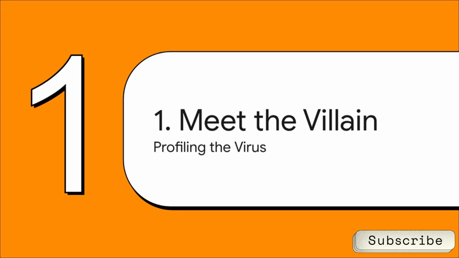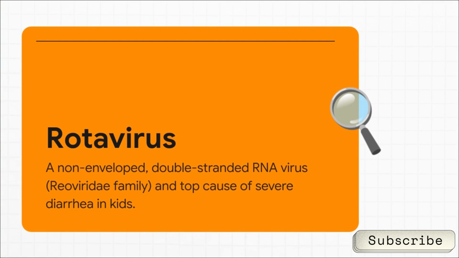Okay, first things first in any investigation, you gotta know your target. So, who or what is rotavirus, really? Let's pull up its official profile. Here's the core ID you absolutely have to remember. It's a non-enveloped, double-stranded RNA virus. And that double-stranded RNA part? That's a huge clue. You're going to want to circle that in your notes.